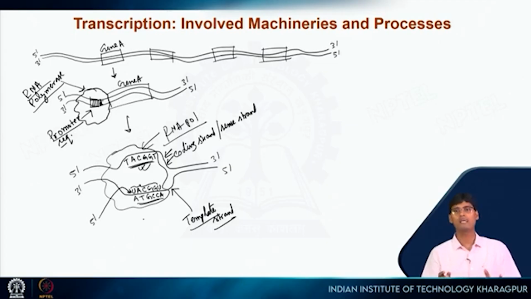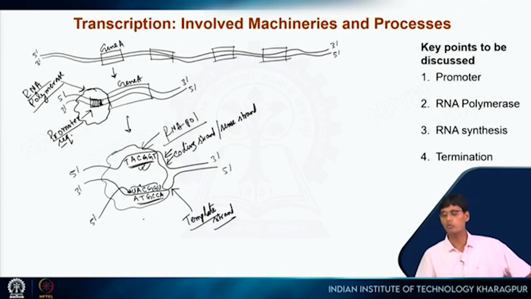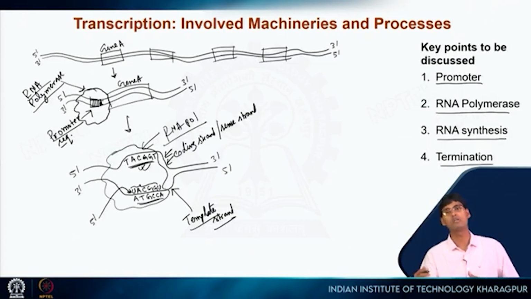And this is a little bit of a summary of transcription, and I want to discuss in more detail about this promoter first, which recruits RNA polymerase, followed by the RNA polymerase, its action, how it actually helps in RNA synthesis, followed by the mechanism of RNA synthesis, and finally how the chain terminates. That means how transcription stops at the right position.